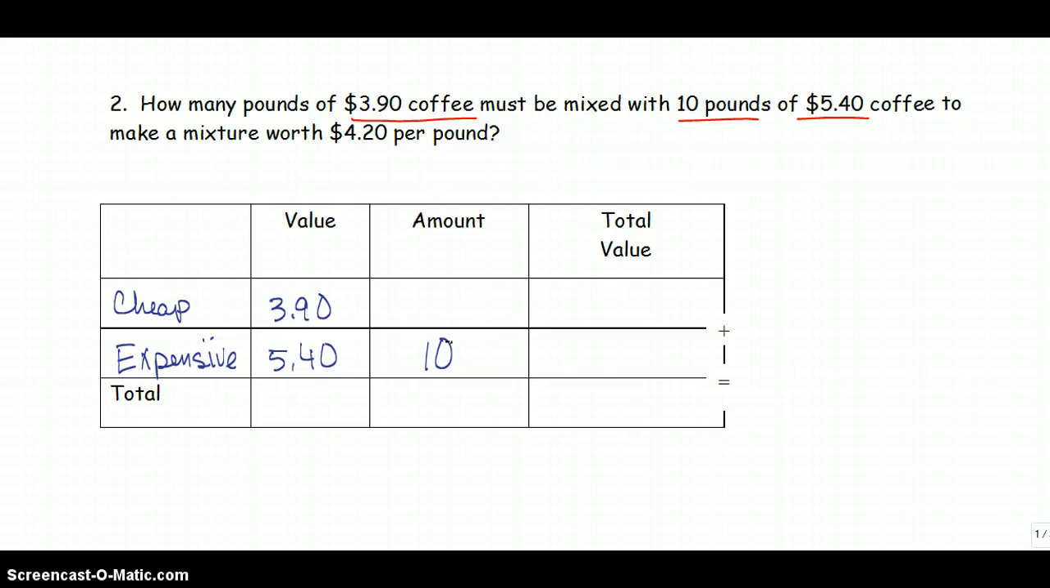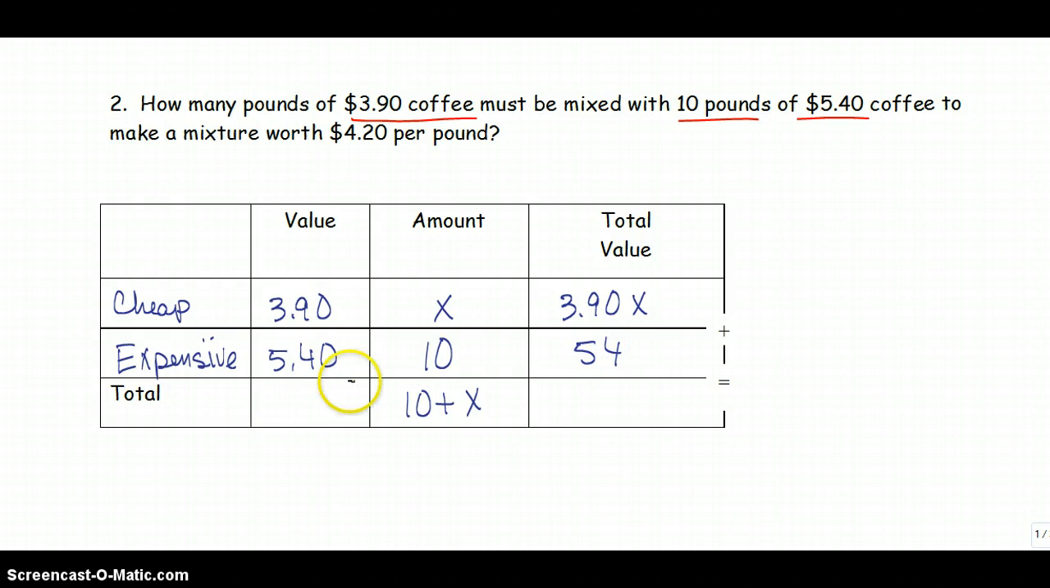Well, how much cheap coffee do I have? Well, I don't know. What do I put when I don't know? I put X. So the total amount of coffee that I'm going to use is 10 plus X, because I'm going to add how many pounds of cheap coffee plus how many pounds of expensive coffee. Now to find the total value, I'm going to do the exact same thing: the value times the amount. So now I have 3.90x. 5.40 times 10 is going to give me 54.